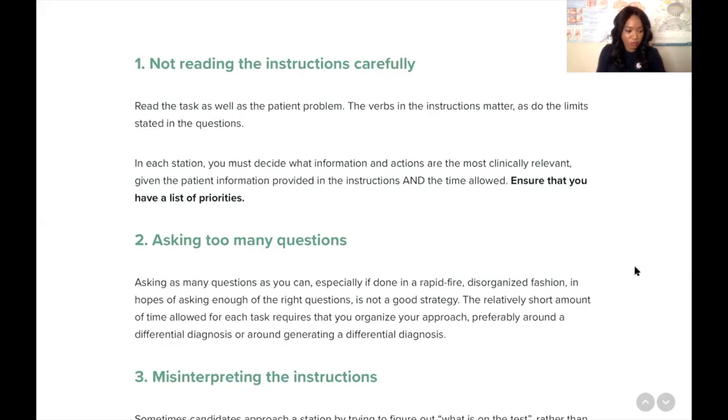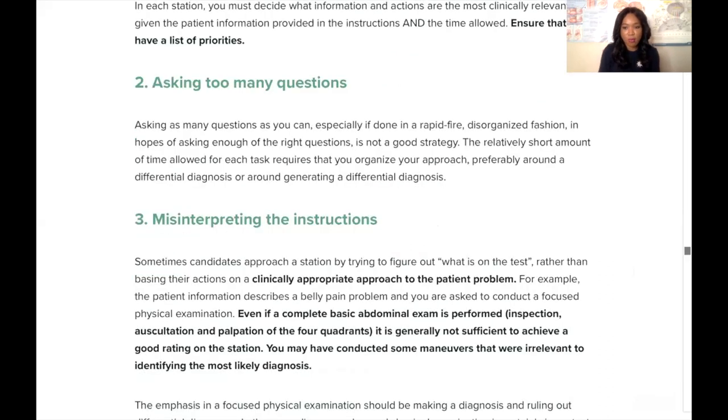Then, asking too many questions. As IMGs, we are used to trying to ask all the questions possible in a rapid manner. Your approach has to be clinical. You have to know what you're doing, right? And in this way, when you are asking questions, you want to have a bit of differential diagnosis. Even if you are not making a diagnosis at that time, the examiner wants to see that you have a list of diagnoses in mind. That's what they are testing in this station.